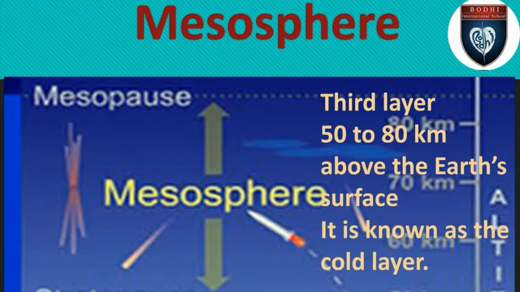Mesosphere, third layer of the atmosphere. It extends from 50 to 80 km above the Earth's surface. In this layer, temperature begins to fall as we go higher. That is why it is known as the cold layer. Meteors or rock fragments burn up in the mesosphere.